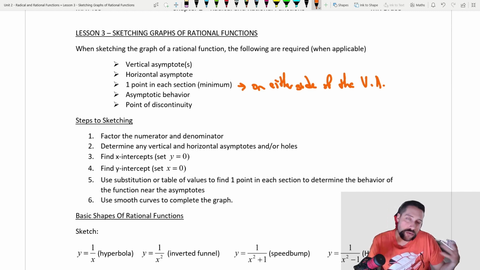Some students ask me, if I find the x-intercept, does that count as a point in either section? No. It would be preferable if you also add another point in each section. So make sure you find the x-intercepts, you find the y-intercepts, if there are any, and you add a point on either side. It's in there, it's step 5, so make sure you add another point as well. I can't stress that enough.